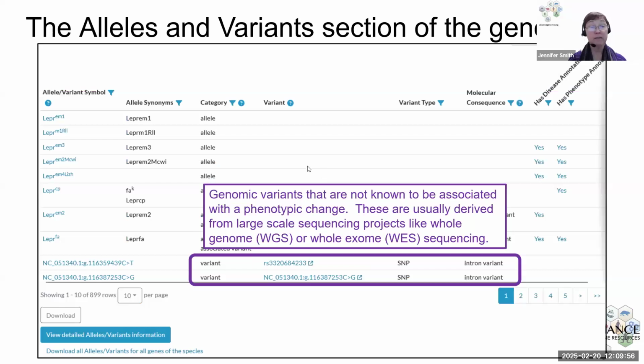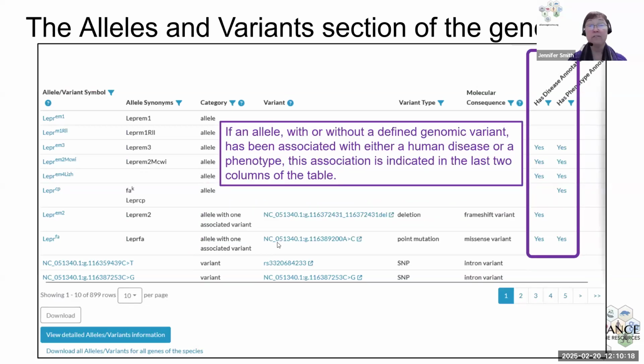So going back down to the table, the last category is just labeled variant, and these are genomic variants that are not known to be associated with a phenotypic change. So these are usually derived from large-scale sequencing projects like whole genome or whole exome sequencing. If an allele with or without a defined genomic variant has been associated with either a human disease or a phenotype, then this association is indicated in the last 2 columns of this table.